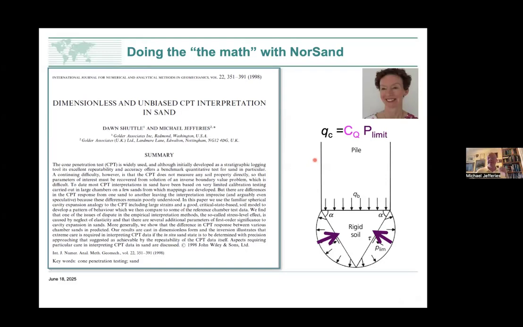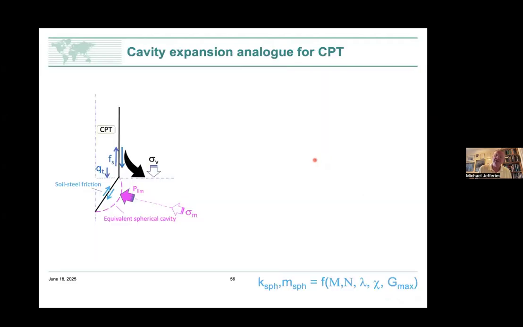So the lady in the photo is Dawn Shuttle, and what she did, she took NorSand and put it into a cavity expansion analysis, and now we're able to relate critical state properties to the behavior, or the K's and M's, of a CPT. And I say it's an analog because you've got friction on the friction sleeve here. In fact, it goes higher up, it goes up the rods, and we have soil-steel friction down here. In pink is what we compute with a cavity expansion factor, but we're not including these stresses here.